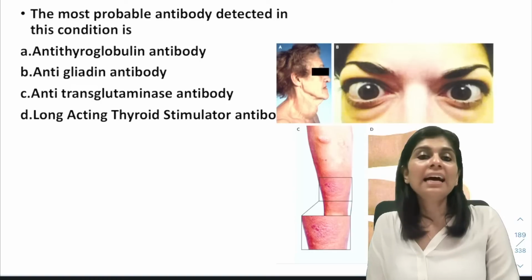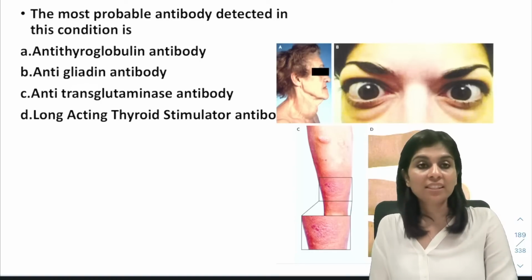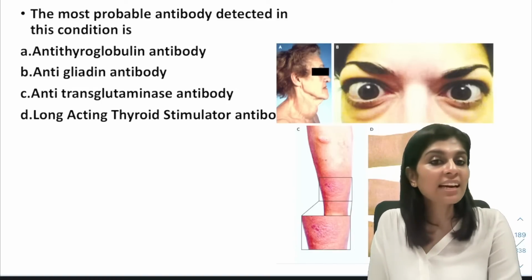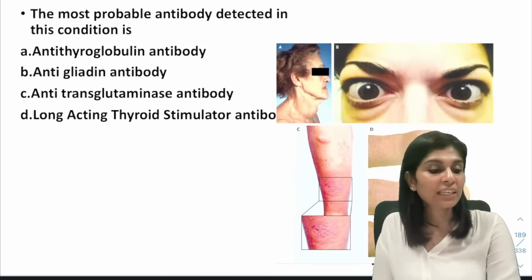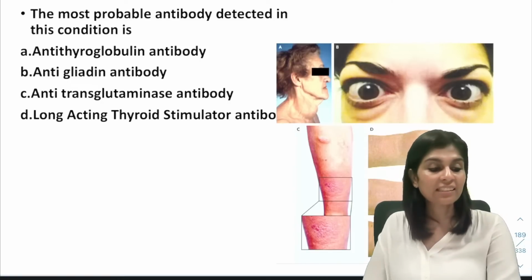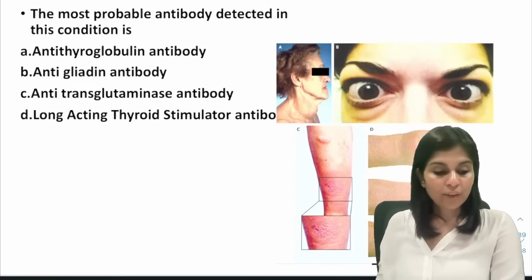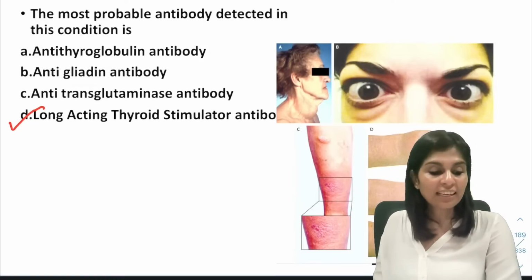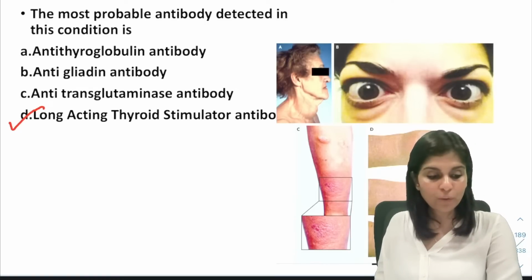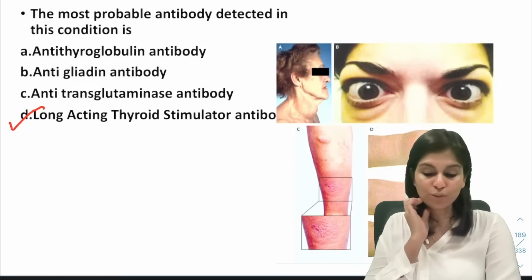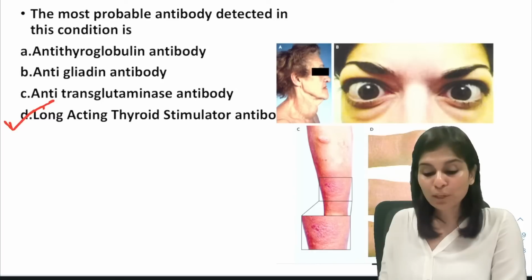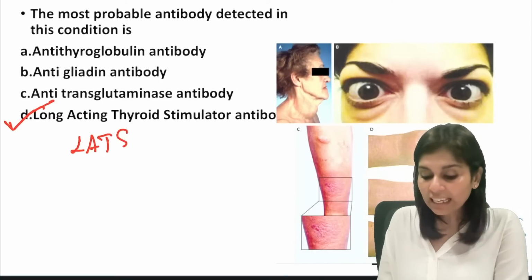The most probable antibody detected in this condition is: anti-thyroglobulin antibody, anti-gliadin antibody, anti-transglutaminase antibody, long-acting thyroid stimulator antibody. What do you think is the right answer? Very good. Oxytocin junkie is right. It is long-acting thyroid stimulator antibody. I have no idea why you chose that name, oxytocin junkie. That's an interesting name. It's long-acting thyroid stimulator antibody, otherwise called LATS.